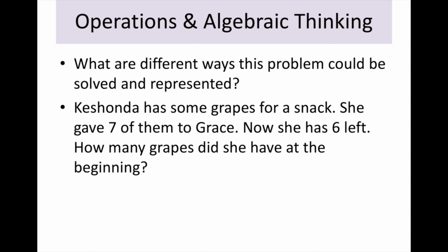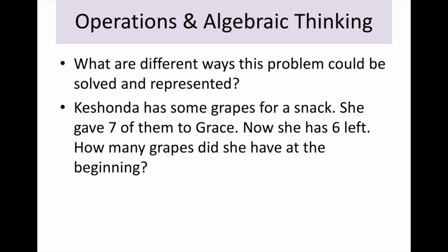Kashanda had some grapes for a snack. She gave 7 of them to Grace, and now she has 6 left. How many grapes did she have at the beginning? Well, when doing this, I just want you to recall that the goal here is not to worry about formal algebra at first. We don't need students to write down x plus 7 equals, or x minus 7 equals 6 and tell them to add 7 to both sides. And no. I mean, the goal here is the algebraic thinking is for them to think carefully about, well, what's this problem asking and what makes sense?